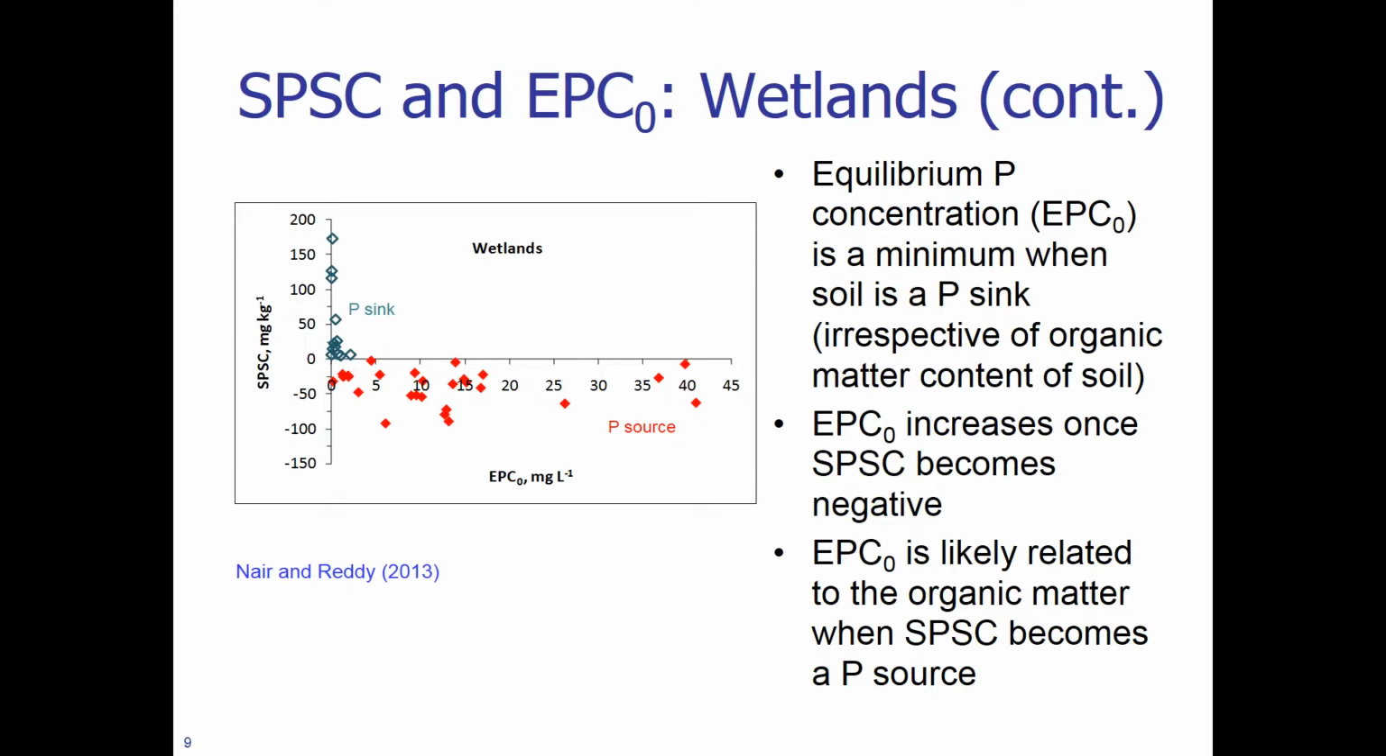Here is the relationship of EPC to SPSC. SPSC is on the y-axis and EPC on the x-axis. What we note is that EPC is a minimum when the soil is a P sink, and it's irrespective of the organic matter content of the soil. The EPC increases once the SPSC becomes negative, but the EPC is likely related to the organic matter when SPSC becomes a P source. This is the area that needs additional work.